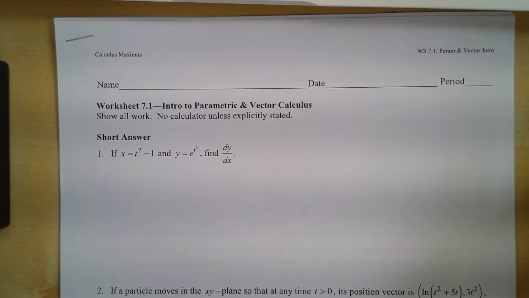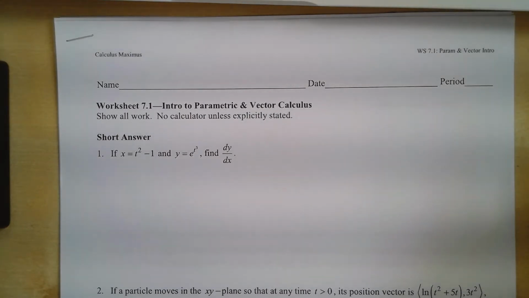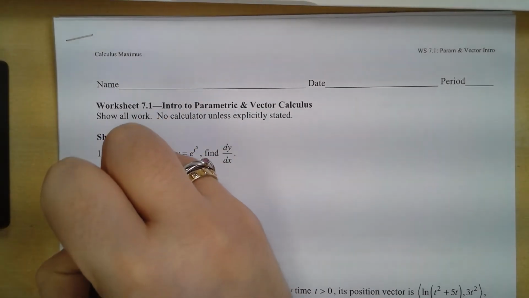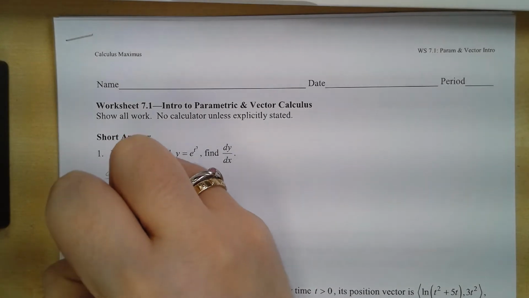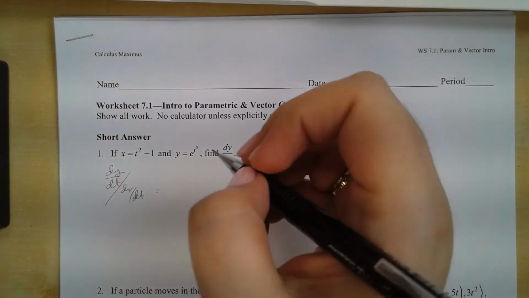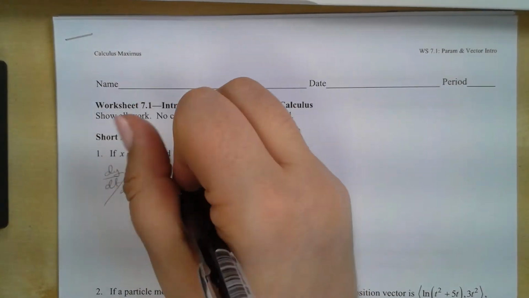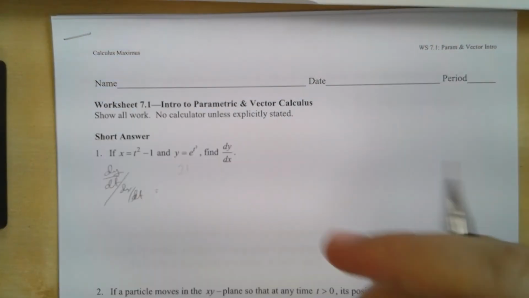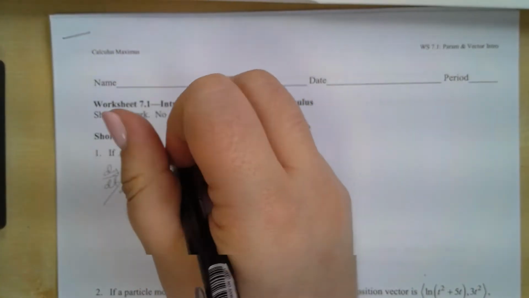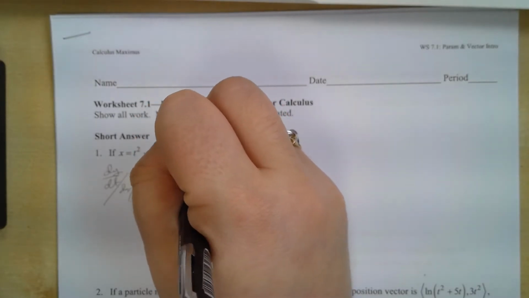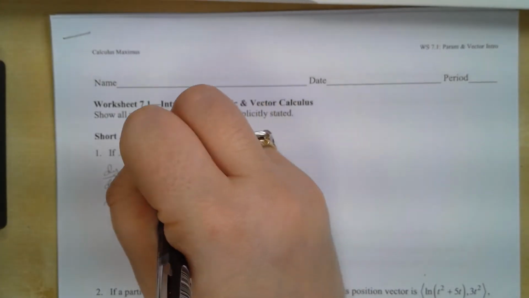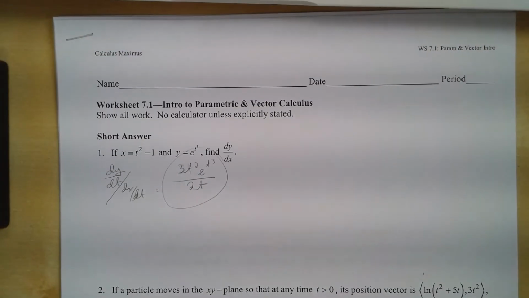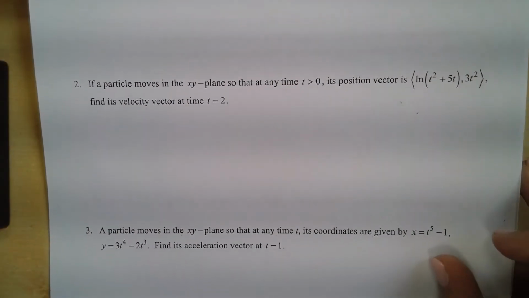If x equals t squared minus 1 and y equals e to the t cubed, find dy over dx. Well, we know that dy over dx is the same as dy over dt over dx over dt, right? So let's start with our y. The derivative of e to the t cubed is going to be 3t squared e to the t cubed, over the derivative of our x, which is just going to be 2t. And that's actually our answer for number 1. Okay, so that was simple enough.